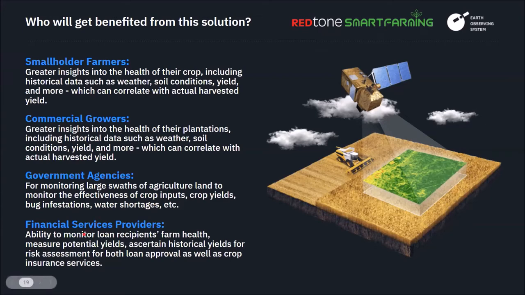Then an additional vertical that is open to us, that can become a beneficiary of our solution, is the financial services provider, especially the finance companies involved with providing crop insurance to the farmers or growers. They need to track the status of the crops and the agricultural practices being carried out in the field in order to determine the level of premium, or the amount of loan that needs to be approved for that particular farmer or grower. So there we also see an opportunity that financial service providers can benefit from the EOS crop monitoring platform.